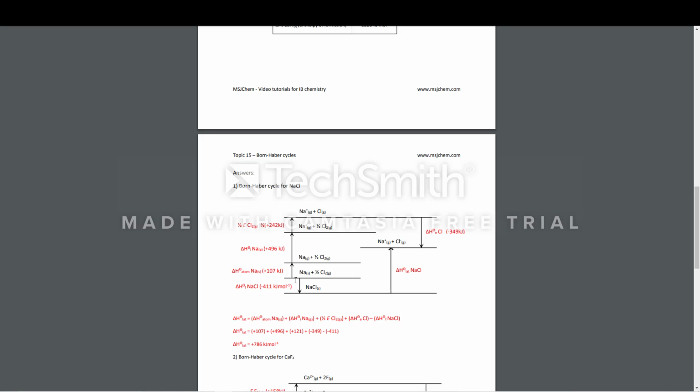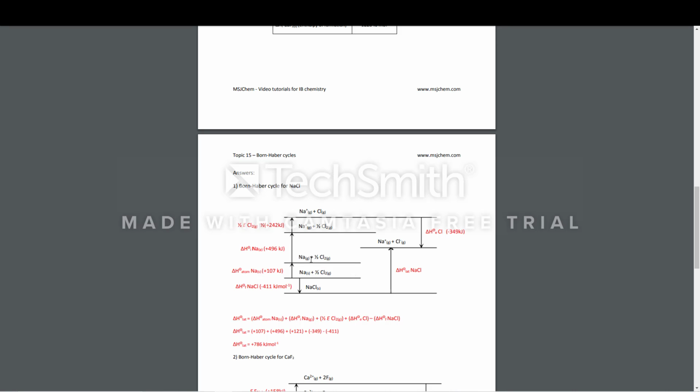So that one is changing this from solid to gaseous state. You can see the arrow here. So it's adding energy. You can think of it like heating it until it becomes gas, right? So the next one here is the change in enthalpy of ionization.